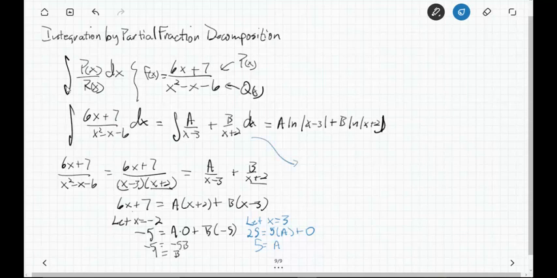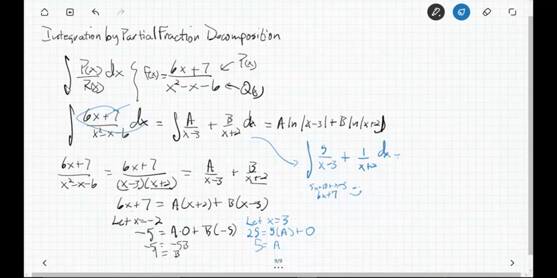Now, let's go through this process. We'll just bring it over this way. I know that a is 5, so I can rewrite this integral as 5 over x minus 3 plus 1 over x plus 2. Now, I can check this really quickly in my head. Don't forget your dx. If I cross multiply, I get 5x plus 10 plus x minus 3, which turns into 6x plus 7. Hey, that's what we started with up here. Yay, smiley face.